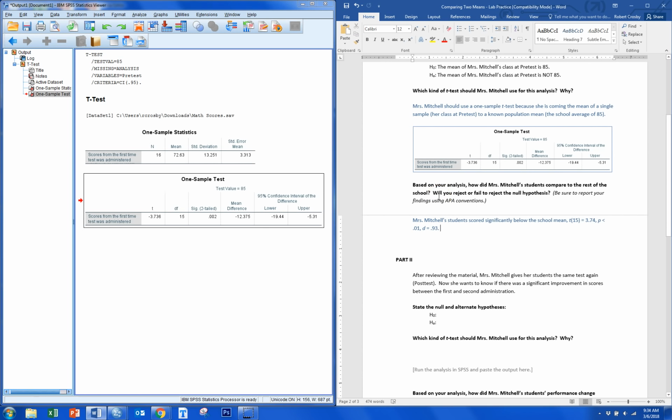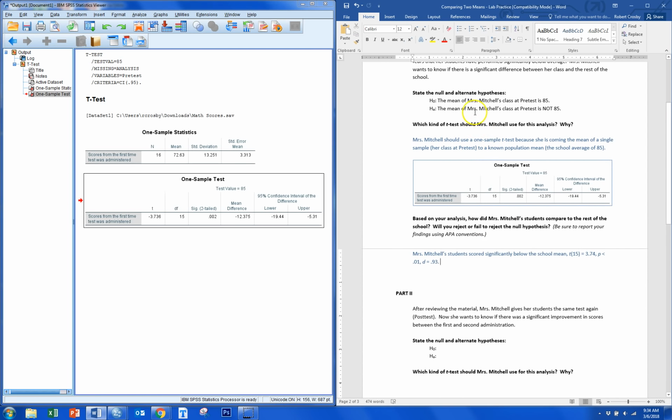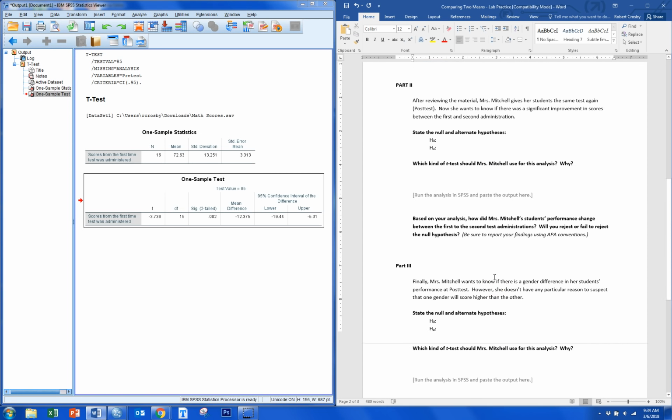Finally, it asks us, will you reject or fail to reject the null hypothesis? So the null hypothesis is that the mean is 85 and the alternate is that it is not 85. So here we have tested this. We have found strong evidence, p is 0.002, that the mean is not 85. Therefore, we will reject the null hypothesis. Excellent. Let's move on to part 2 of the assignment.